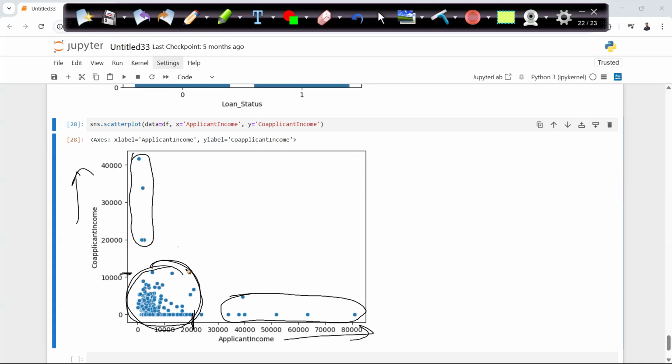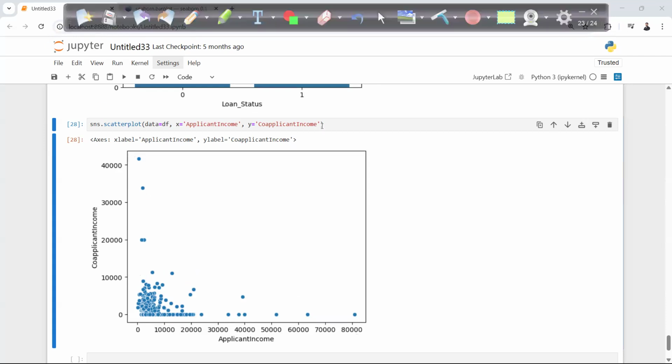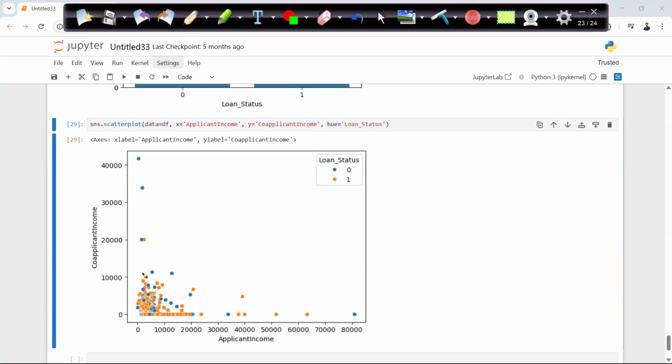Let me add loan status as well. Let me add loan status in color. So hue is equal to loan status. And now when you see the plot, you can see that all are cluttered only, right? There is an overlap between the oranges and blues. That means there is no clear-cut difference. All are cluttered. I'll explain this in some time. But as such, I am not getting any information.